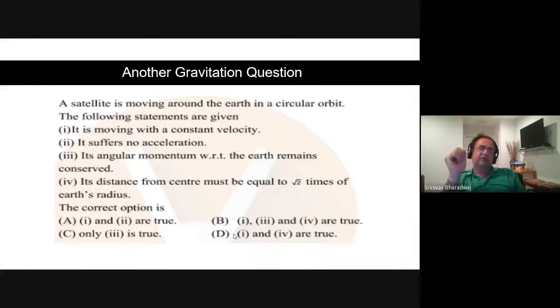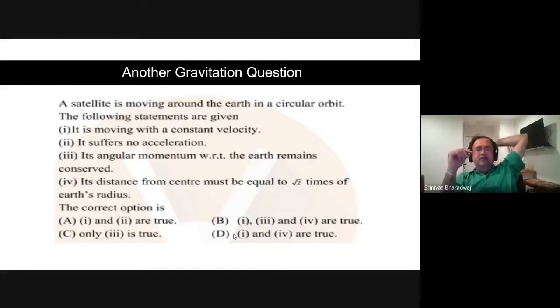All right. So it is moving with a constant velocity. You must always be very careful with such questions. It is moving with constant speed, but not velocity. It suffers no acceleration. No, it has acceleration. mv square by r is happening, right? V is always tangential. The velocity is always changing because its direction is changing. The speed only is constant.